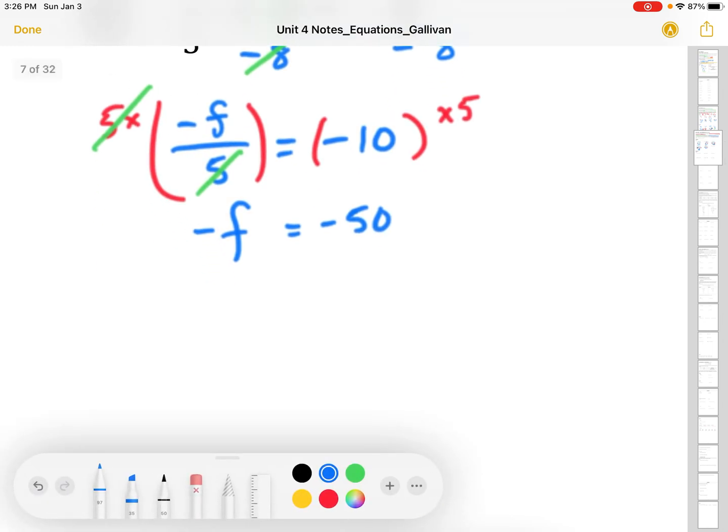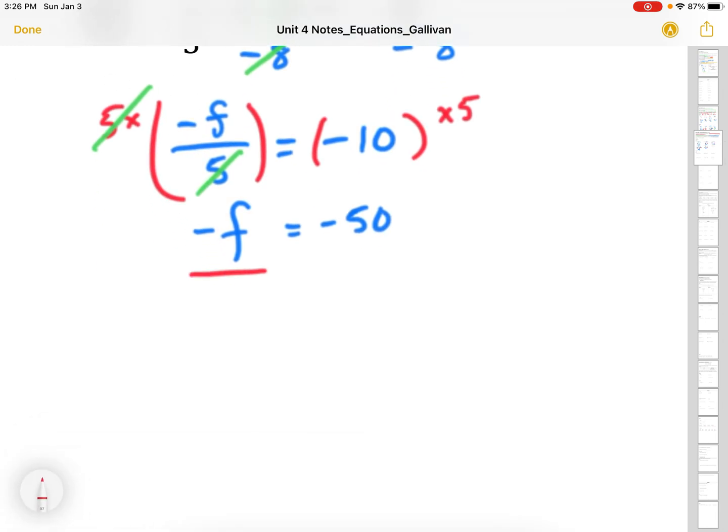Now I'm not done because I have to divide negative 1 out of both sides. And I have to do that because I want to have a positive f.